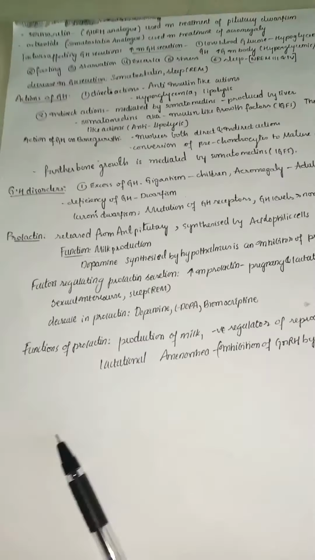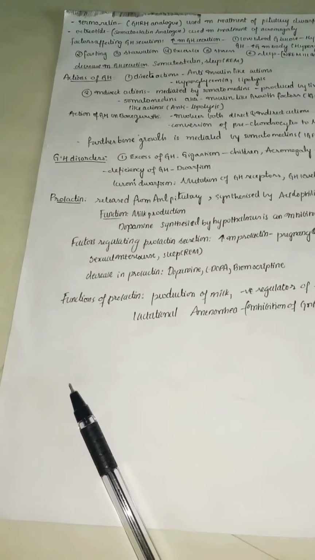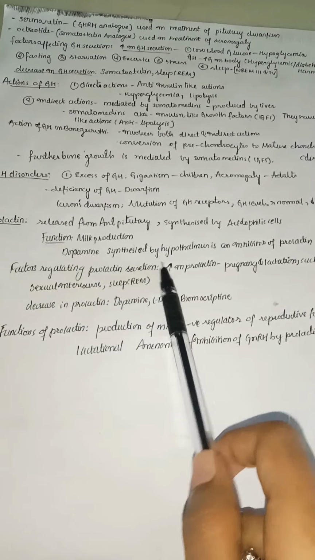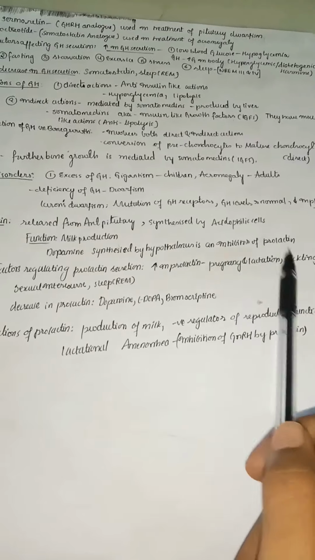And next, let us see about prolactin. Prolactin is the twin of growth hormone. It is also released from the anterior pituitary and is synthesized by acidophilic cells. Its main function is milk production. And dopamine, which is synthesized by the hypothalamus, is an inhibitor of prolactin.